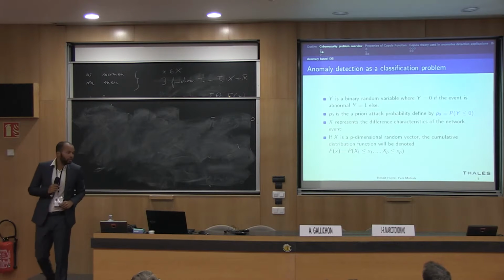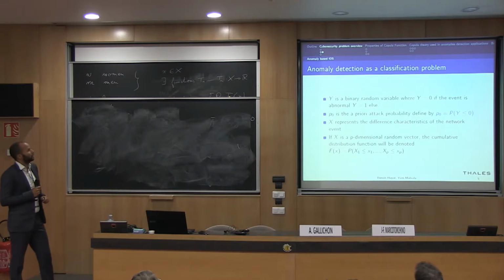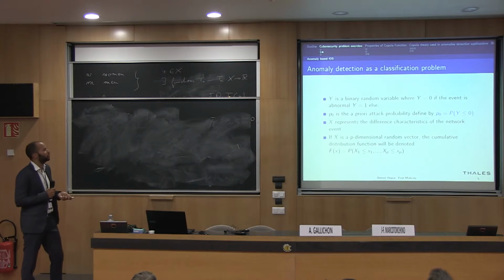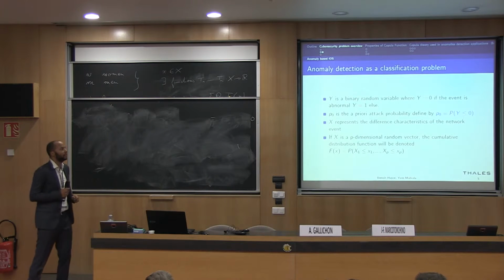Some of the notation that we will use. So anomaly detection can be formalized as a classification problem, either a supervised one or an unsupervised one, where y would be a binary random variable which will be equal to 0 if the event is abnormal, and 1 instead. It's quite an inverse notation, but it is the notation that will be used by Benoit. So P0 is the a priori probability of attacks. Usually it's very, very low.